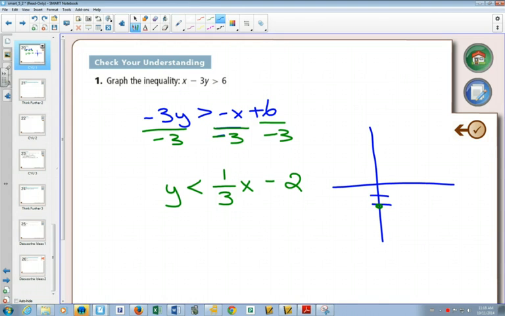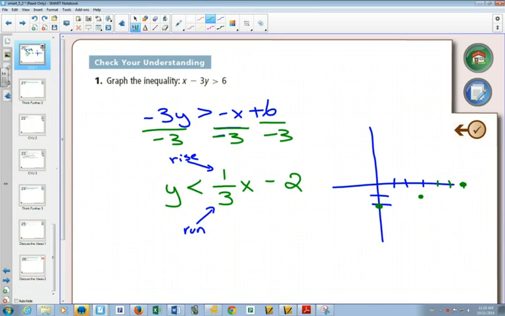Our slope, remember this is your rise and this is your run, means that we need to go up 1, then over 3 till we get to our next point. Up 1, then over 3 to get to the next point. Will I draw a solid line or a dotted line in this one?